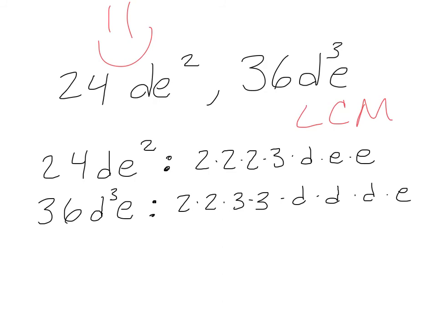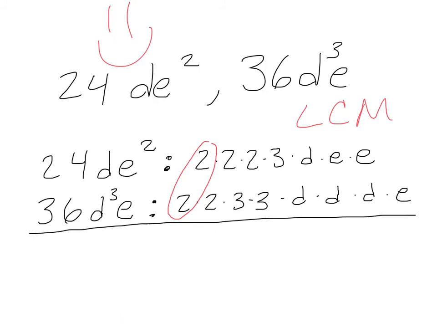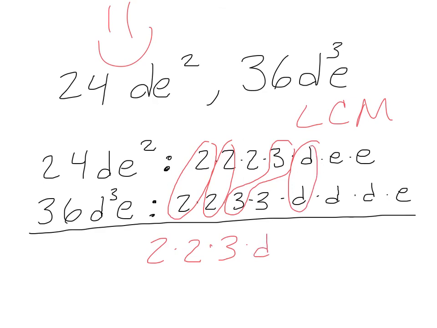Okay, I hope you paused the video because here's the beginning of our answer. We've got the prime factorization for each number written. And now all you have to do is find out what numbers they have in common and represent them once in your least common multiple. So we found a 2 and another 2. What else do they have in common? You can see this 3 and a D. And, oh, they have an E in common as well.